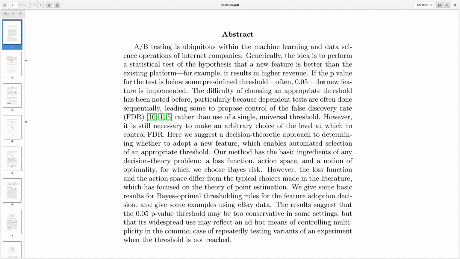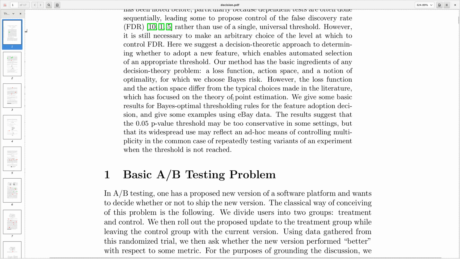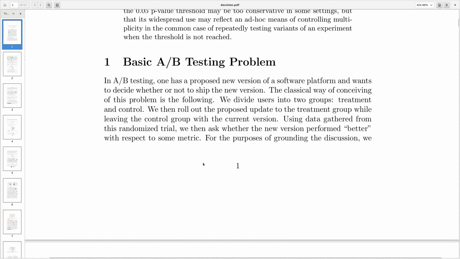using eBay data. The results suggest that the 0.05 p-value threshold may be too conservative in some settings, but that its widespread use may reflect an ad hoc means of controlling multiplicity in the common case of repeatedly testing variants of an experiment when the threshold is not reached. Okay, so instead of point estimation, they aim for Bayes optimal thresholding.